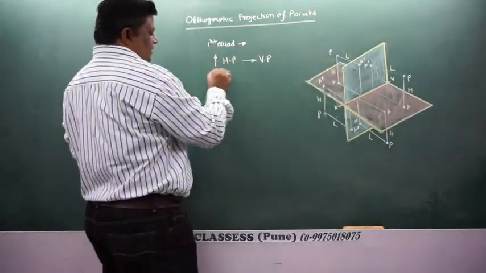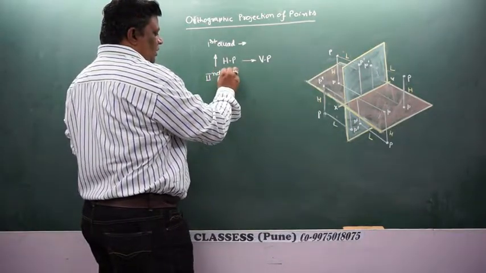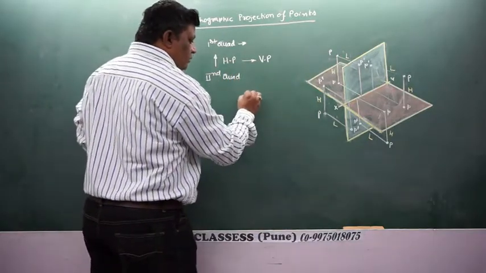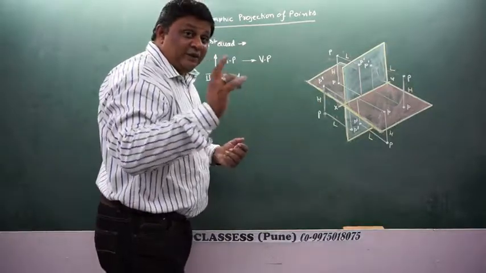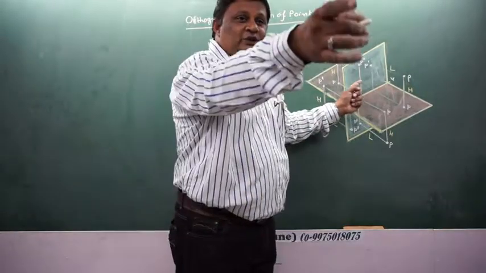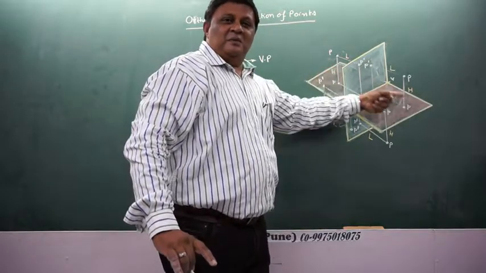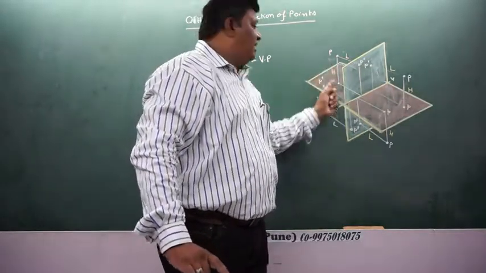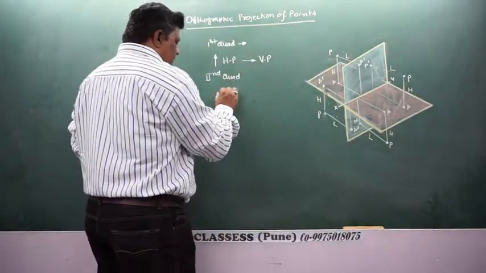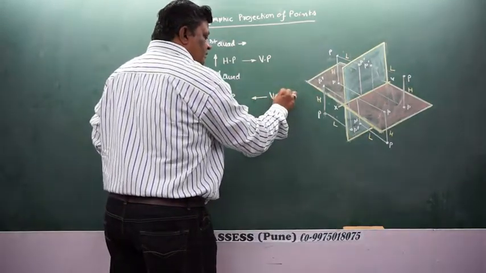In the second quadrant, how is it kept? In front of VP. Is it? Is it in front of VP? Where is the observer? The observer is on that side. Agreed. So it goes behind VP. Behind VP and above HP. So it is above HP and behind VP.